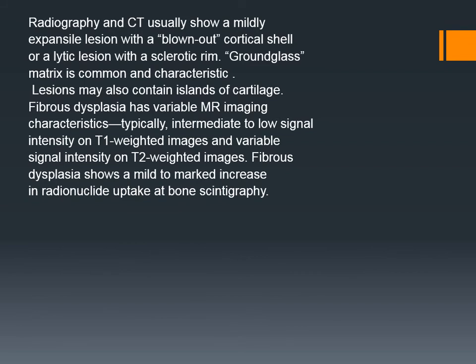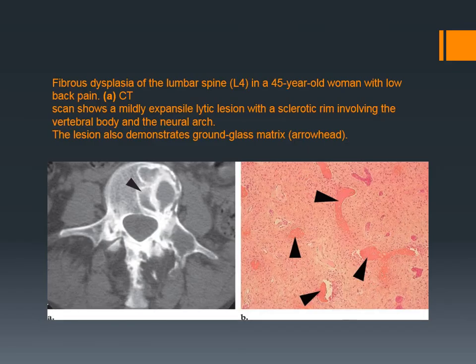Radiography and CT usually show a mildly expansile lesion with a blown-out cortical shell or a lytic lesion with a sclerotic rim. Ground glass matrix is common and characteristic. Lesions may also contain islands of cartilage. Fibrous dysplasia has variable MR imaging characteristics, typically intermediate to low signal intensity on T1 weighted MR and variable signal intensity on T2 weighted images. Fibrous dysplasia shows a mild to marked increase in radionuclide uptake at bone scintigraphy. CT scan shows a mild expansile lytic lesion with a sclerotic rim involving the vertebral body and neural arch.